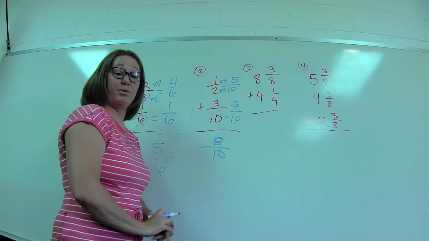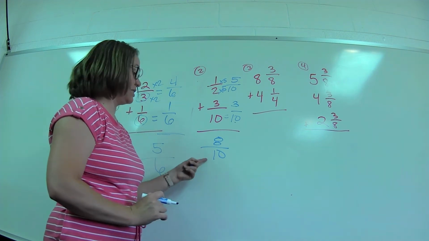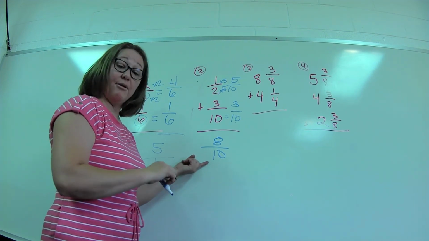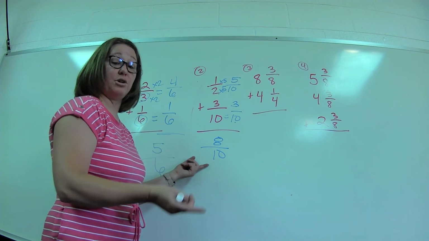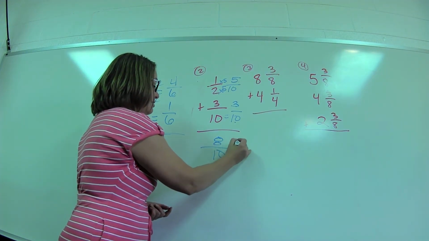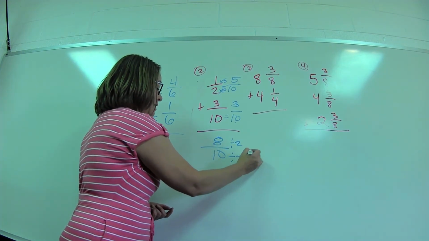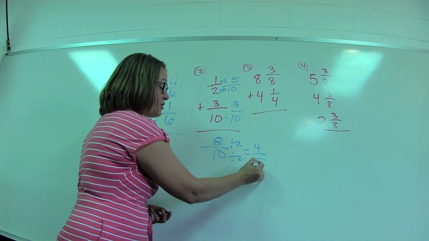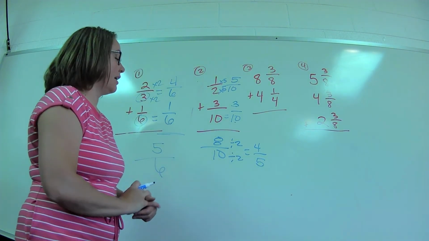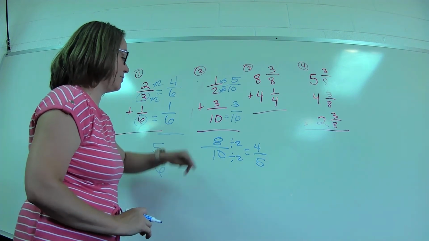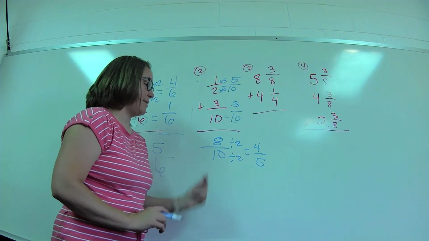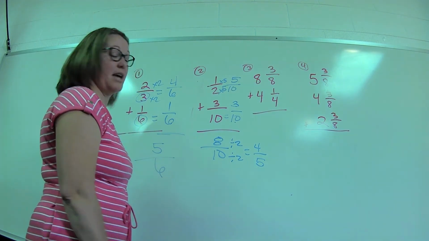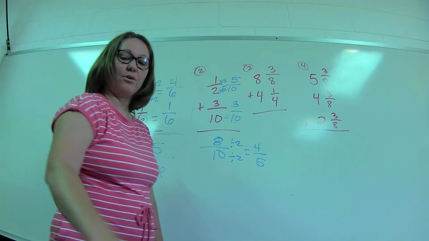Now, if I wanted to put it in lowest terms, I would need to reduce this with the common factor of 2 because 2 goes into both 8 and 10. So now I could divide by 2 and I would get 4/5. It's always good to put your answer in lowest terms. Just keeping a reminder about that. It's good to have lowest terms, and we'll get to that more later.